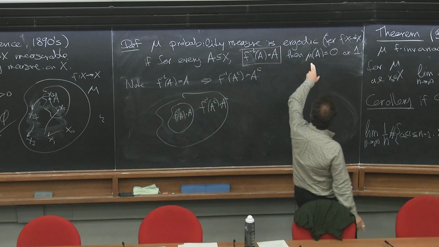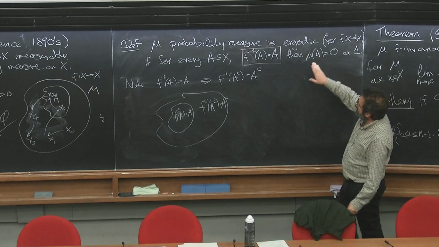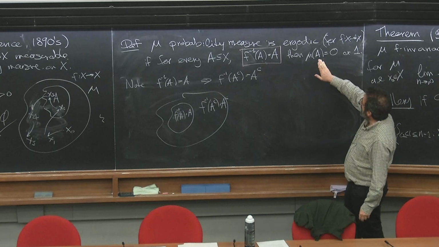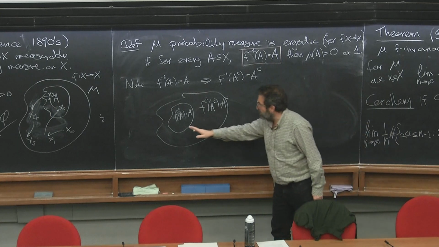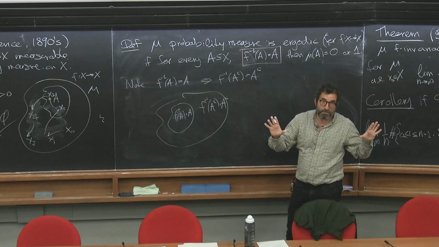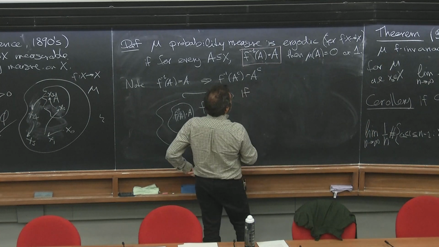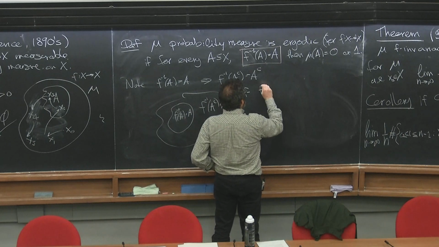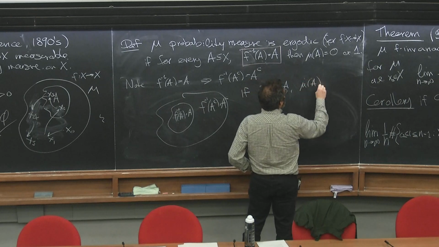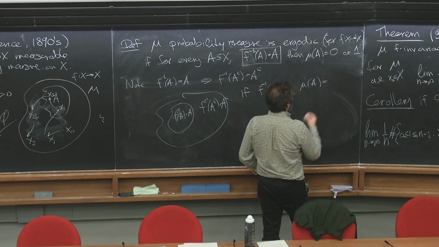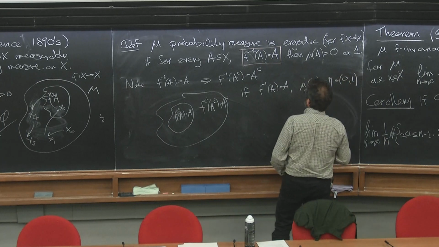So if a measure is not ergodic, what we're saying is that there exists a set which is fully invariant, which has measure strictly between 0 and 1, which means that the complement also has measure strictly between 0 and 1. So if f minus 1 of A equals A, and the measure of A is equal to some eta, which is strictly between 0 and 1, okay?